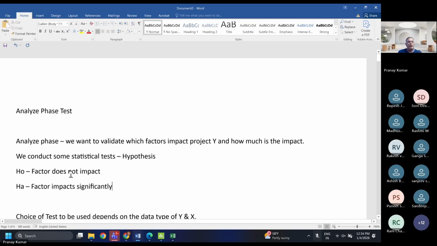Whatever we will check based on the p-value. If p-value is greater than 0.05, we accept null. If p-value is less than 0.05, we accept alternate. Alternate होगा तो क्या होगा? We will conclude that factor impacts significantly. Null होगा तो we will conclude that factor does not impact significantly.